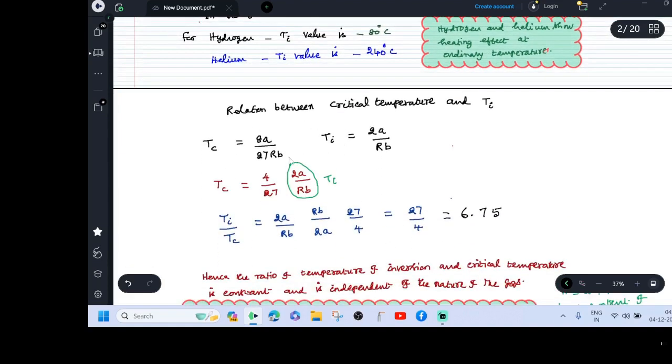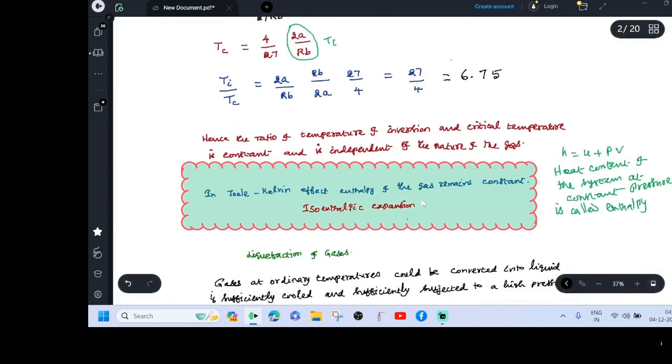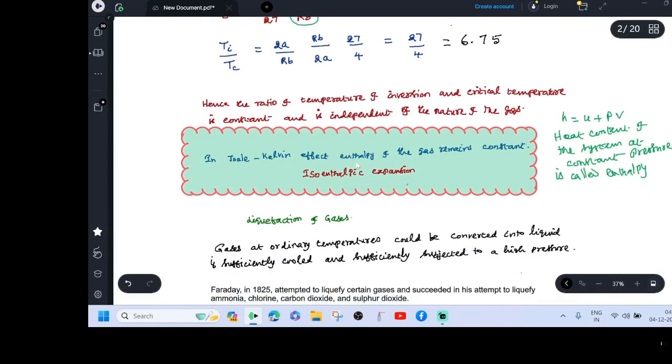This is a relation between critical temperature and the temperature of inversion. The value of Tc is 8a divided by 27Rb, whereas Ti is 2a/Rb. Then the value of Ti by Tc is 27 by 4, which is equal to 6.75. Hence, the ratio of temperature of inversion and critical temperature is constant and is independent of the nature of the gas. In the Joule-Kelvin effect, enthalpy of the gas remains constant. So it is an isenthalpic expansion process.